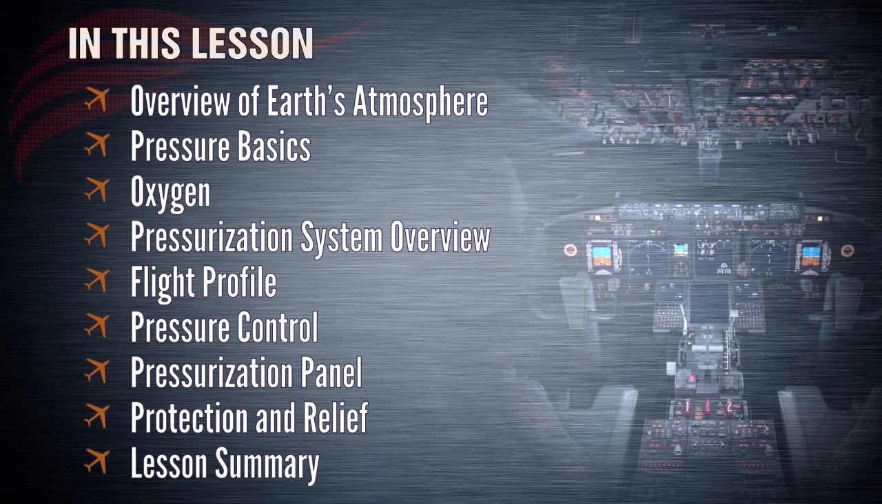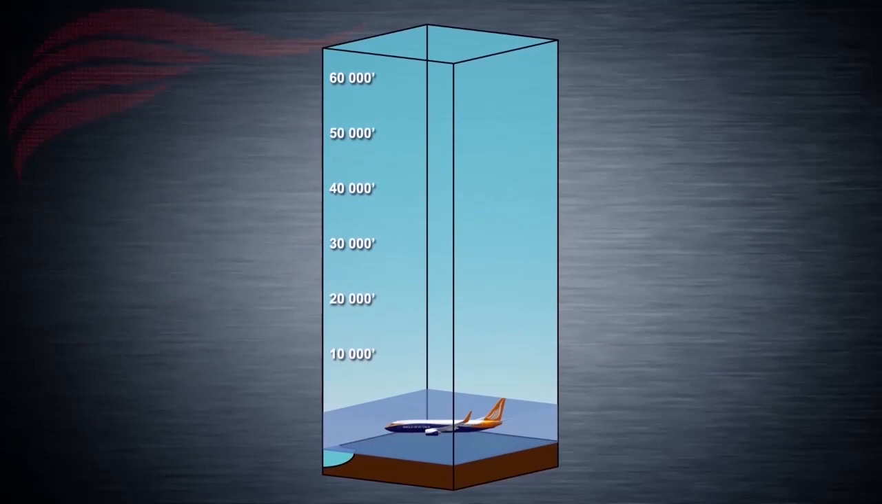Before we dig into the 737 NG pressurization system, we need to become familiar with some pretty important concepts about air pressure and the atmosphere. The atmosphere is a layer of gases that surrounds the Earth. It's held in place by the Earth's gravitational force. There are several layers that make up the atmosphere, but for the purposes of this lesson, we'll focus on the two layers that are closest to the Earth, the troposphere and the stratosphere.